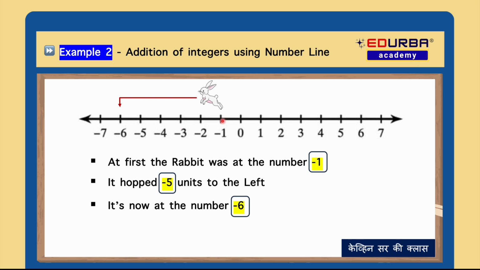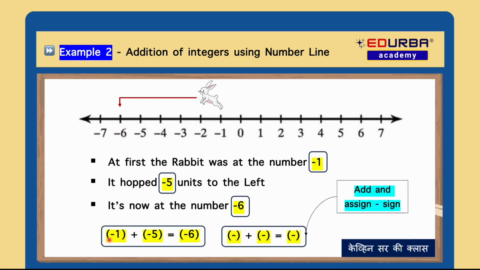Now let's understand another example. Here the bunny was at minus 1 and it hopped 1, 2, 3, 4 and 5 positions to the left. So where did it reach? At minus 6. Now how can we show that mathematically? Bunny was at minus 1 plus it hopped 5 positions to the left, that means minus 5, and now it reached minus 6. So minus 1 plus minus 5 is equal to minus 6. Did you observe here? 2 minuses made another minus, and we simply added these two numbers. That means 5 plus 1 is equal to 6.